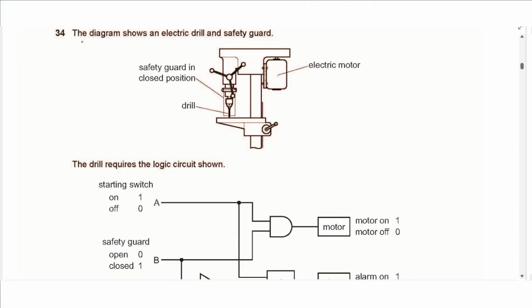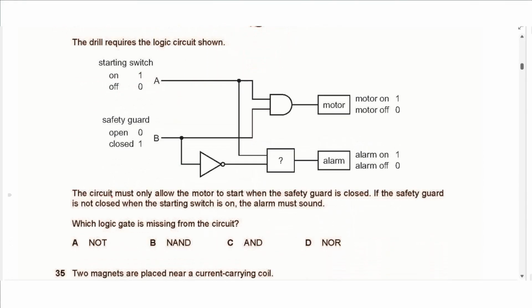Question 34 says the diagram shows an electric drill and safety guard. The drill requires the logic circuit shown. The circuit must only allow the motor to start when the safety guard is closed. If the safety guard is not closed when the starting switch is on, so that's two conditions: switch on and safety guard on or closed. So we have two conditions. That means that we need an AND gate, always an AND gate if there are two conditions to be fulfilled.